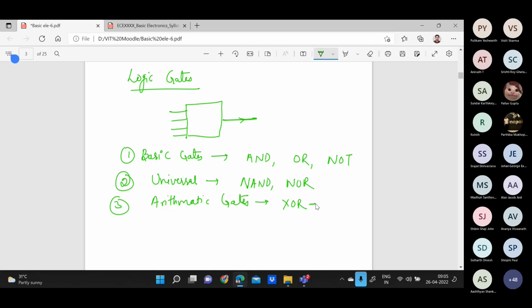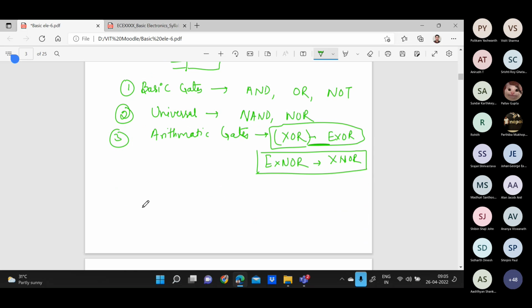Sometimes XOR is also written in a different way, but both are the same thing. And similarly, XNOR is written in two ways, and both are the same. So let's start with the basic gates.